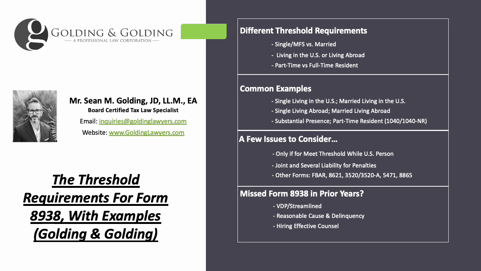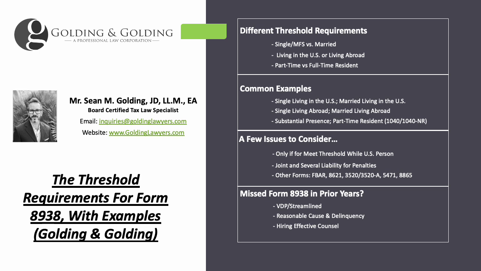Let's walk through using examples, right? Examples are typically the best way to figure something out, especially when it comes to international tax. So let's just jump into it. A single person living in the U.S., okay? Taxpayer is single. She has $80,000 in foreign bank accounts. For all these examples, assume that they're a U.S. person for tax purposes, right? She would be required to file Form 8938. Why? Because the threshold requirements for being single living in the United States is more than $50,000 on the last day of the year or more than $75,000 on any other day of the year.